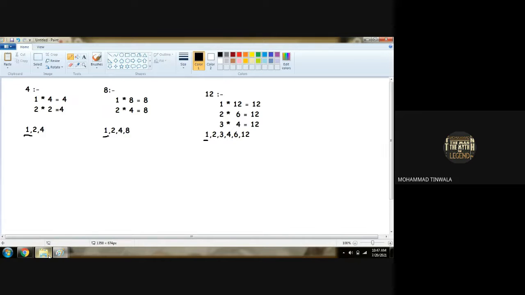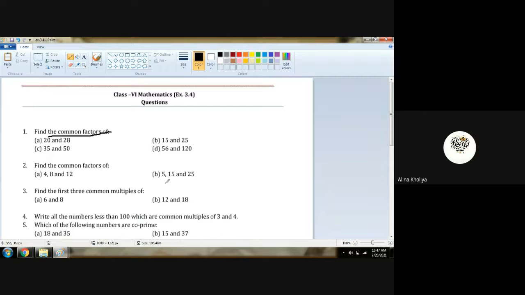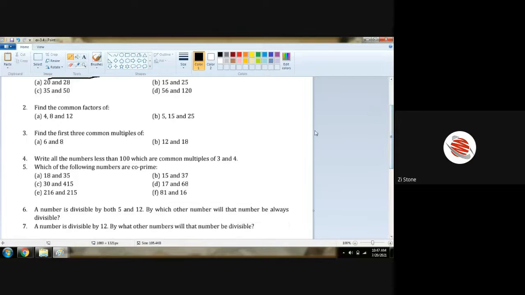Okay. So now, one is common for all three. We have to check all three. Only the numbers that appear in all three are common. 1, 2, 4, 1, 2, 4, and 4. Got it? So the common factors are 1, 2, and 4. Any doubt with this? No, sir, no doubt.